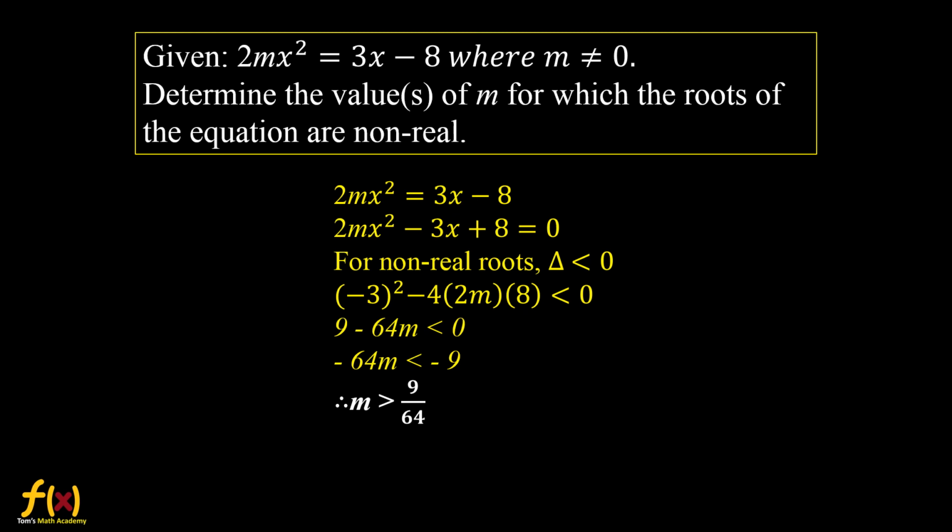What is delta? b square minus 4ac. That is minus 3 whole square minus 4 times 2m times 8 must be less than 0. Simplifying, we get 9 minus 64m less than 0. Again, we get minus 64m less than minus 9 gives us m greater than 9 over 64. So the values of m, any value greater than 9 over 64.